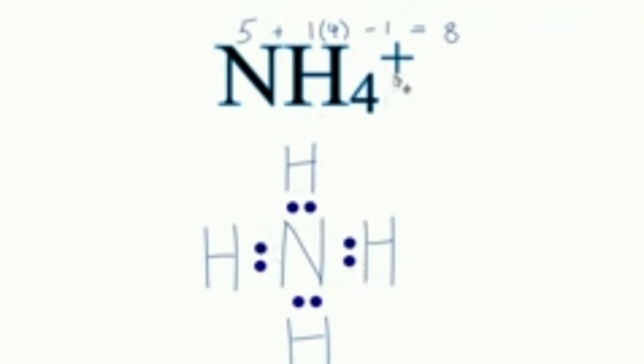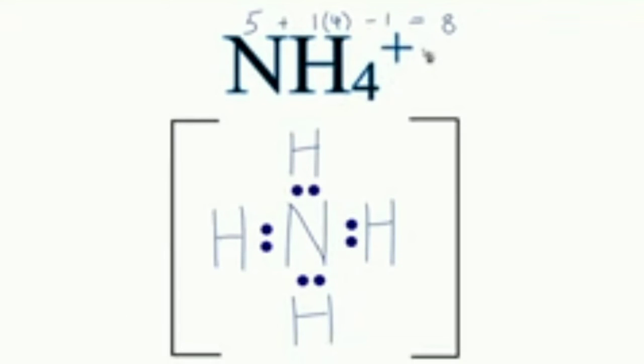Just put our brackets around it again, and then since it's a positive ion, we'll write the positive sign after. So that's the Lewis structure for the polyatomic ion NH4+. Let's do one that's a little bit different. CN-. This is the cyanide ion.